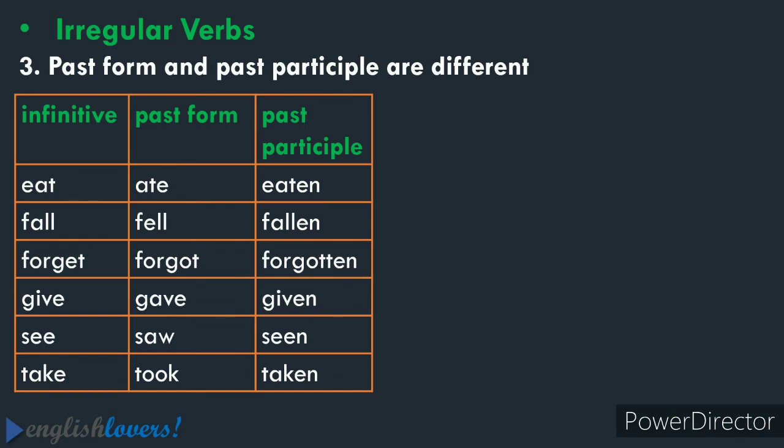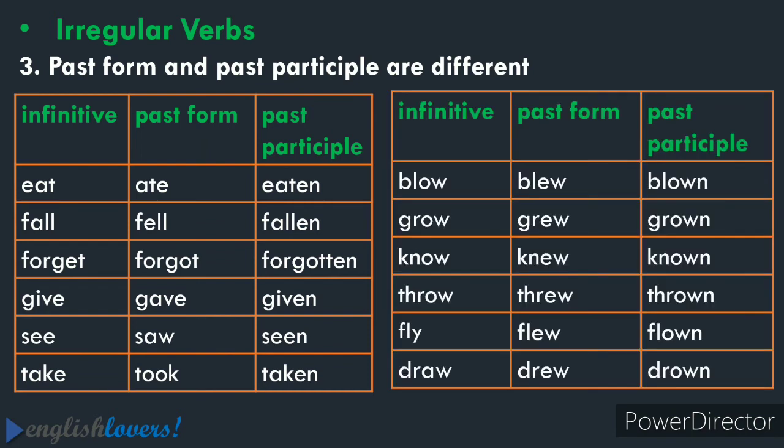Fall, fell, fallen. Forget, forgot, forgotten. Give, gave, given. See, saw, seen. Take, took, taken. Blow, blew, blown. What is blow? Blow means send out air from the mouth, or in the context of the wind, we say it in the sense of moving. The wind is blowing, that is, the wind is moving.